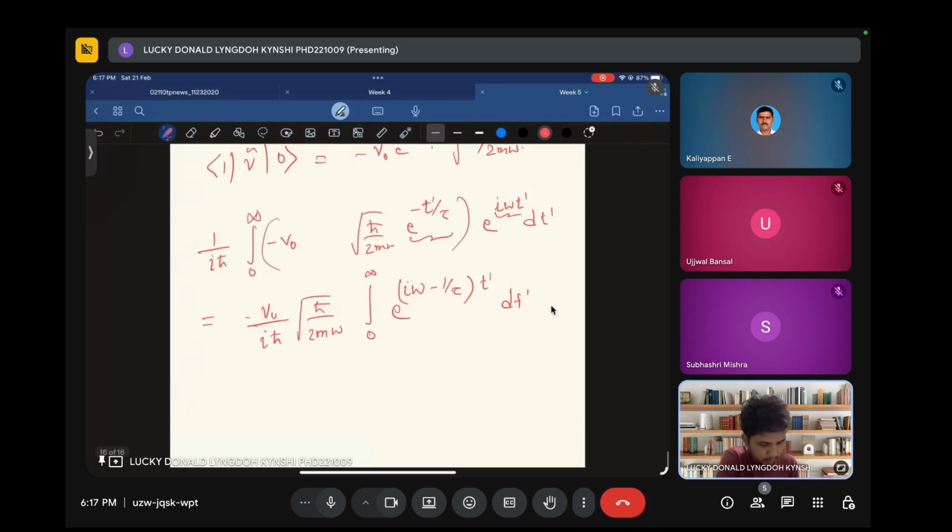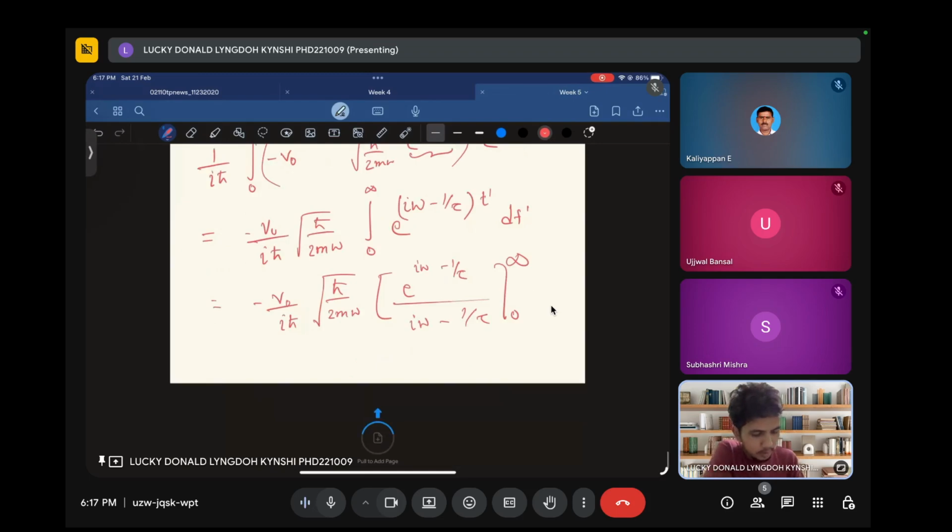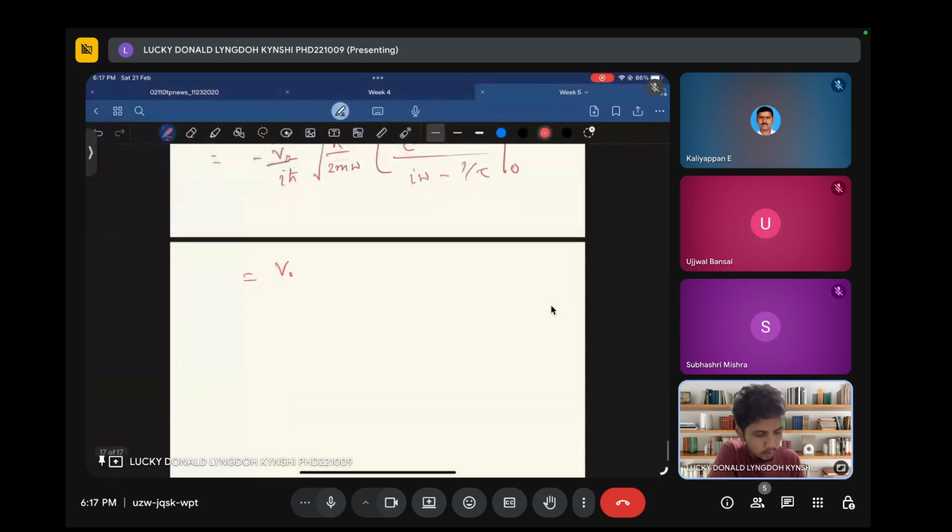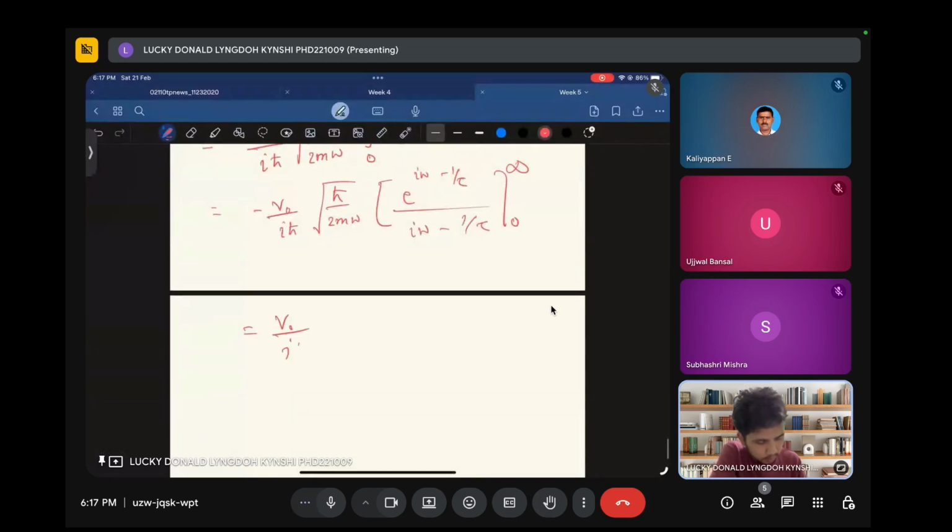What will happen is that you get minus v naught by i h cross, okay, h cross by 2m omega, and then the integration will be simply e to the power of (i omega minus 1 by tau) t prime divided by (i omega minus 1 by tau), from 0 to infinity. If you do this, you just substitute the values of 0 and infinity. You will get something like h cross by 2m omega times 1 divided by simply (i omega minus 1 by tau).